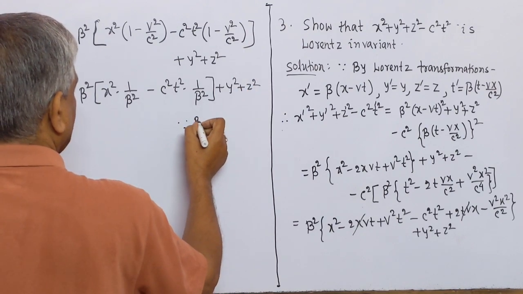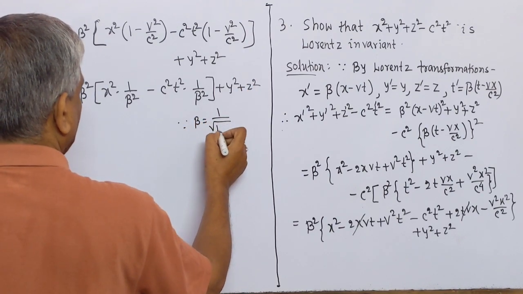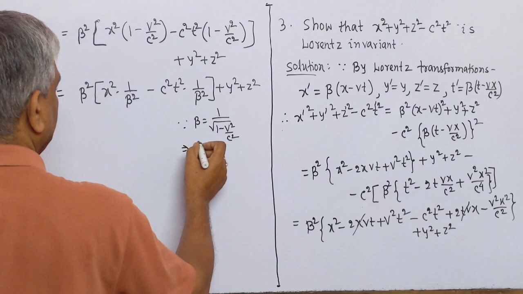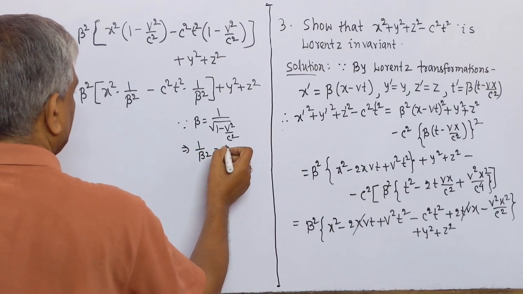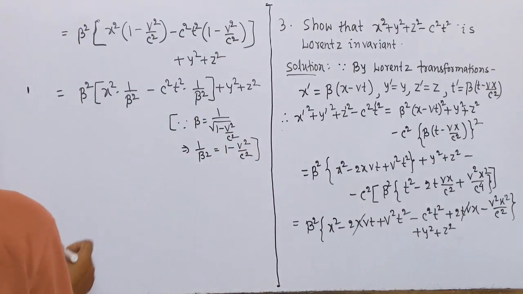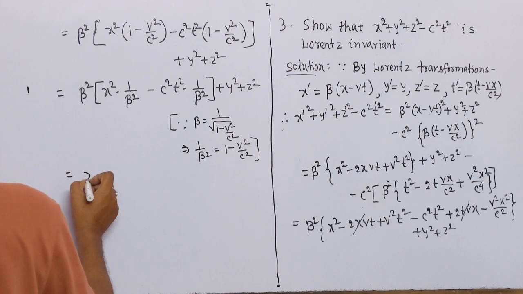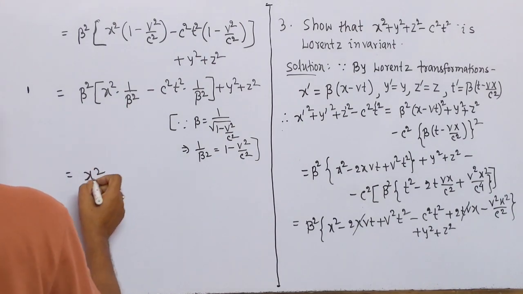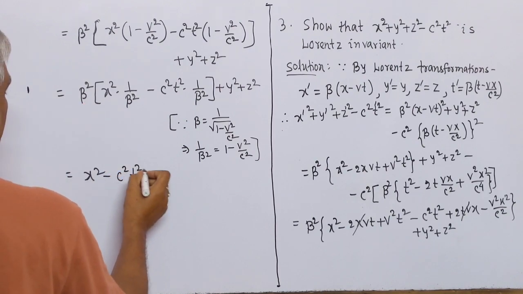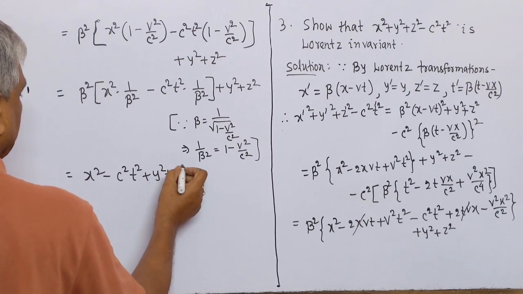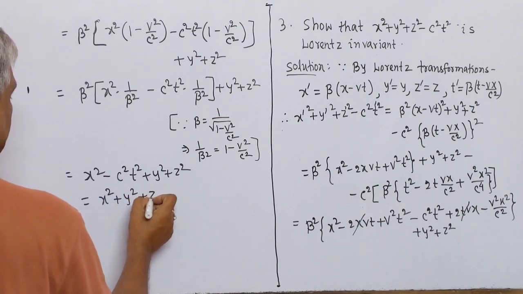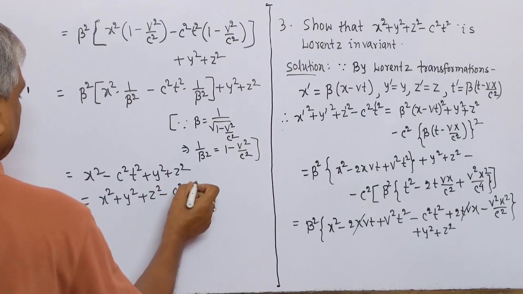Since beta equals 1 by square root of 1 minus v square by c square, so 1 by beta square equals 1 minus v square by c square, and this will be equal to x square, beta square cancels, minus, here also beta square cancels, c square t square plus y square plus z square. This equals x square plus y square plus z square minus c square t square.